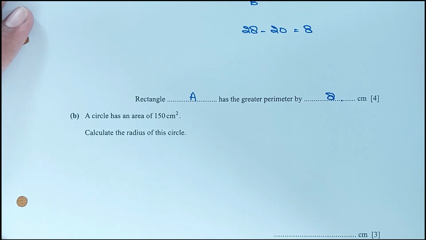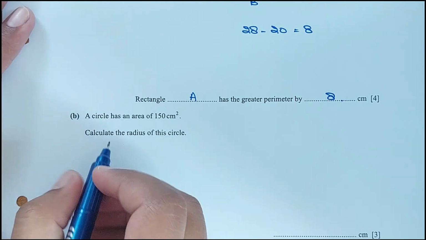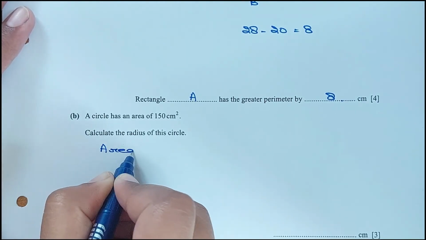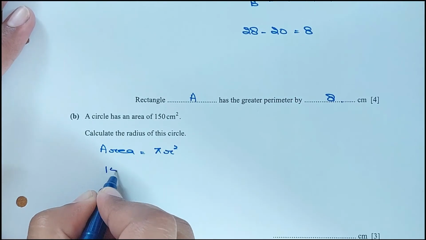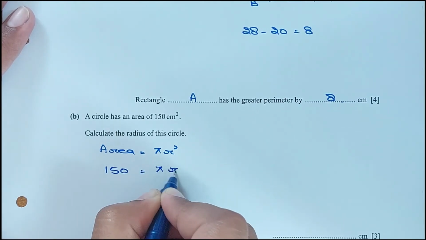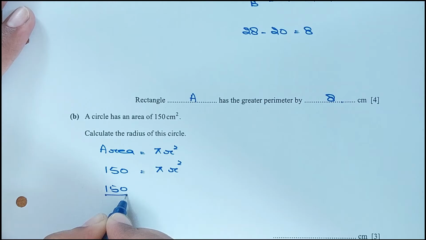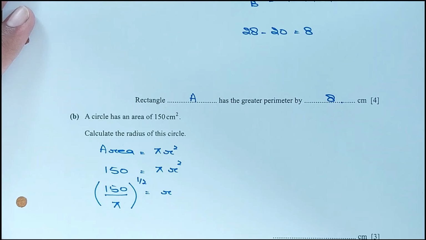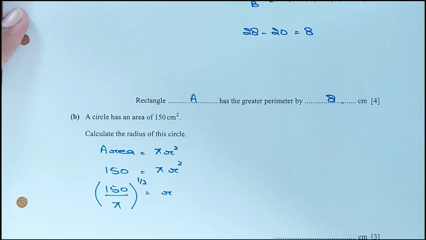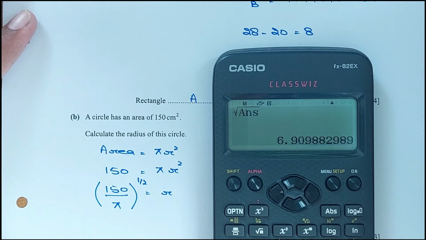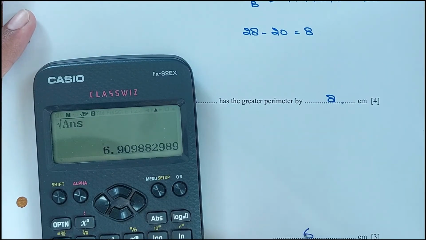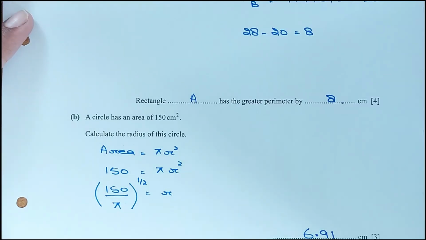Now for part B, the circle has an area of 150 centimeter square. So area of a circle is pi r square. Calculate the radius of this circle. Area is 150, which is pi r square. So 150 divided by pi is r squared, and when we take the square root, power 1 by 2, we will get the radius. Let me calculate this. 150 divided by pi, and square root of the answer is 6.91 centimeter, the radius of that circle.